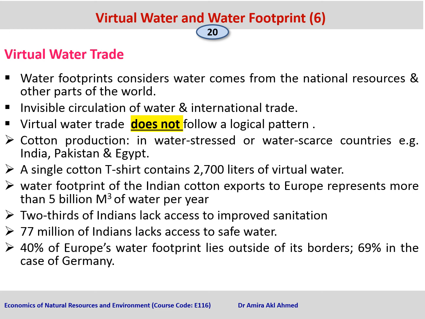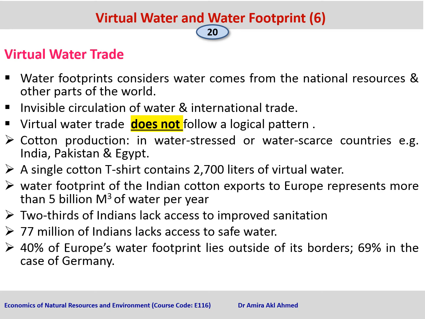But it seems that trade does not necessarily follow a logical pattern in terms of water transfer. Let's consider some examples. The cotton industry, for instance, is particularly water intensive. A single cotton t-shirt contains 2,700 liters of virtual water.